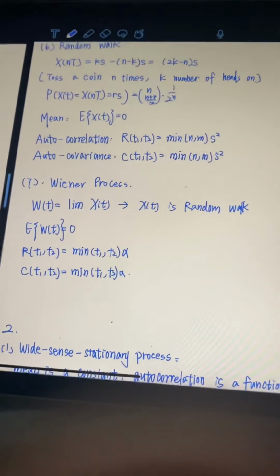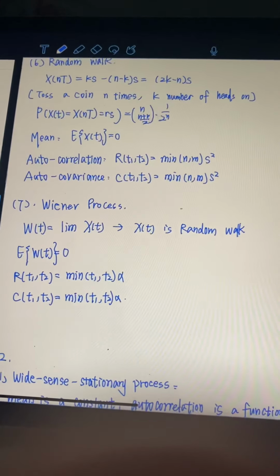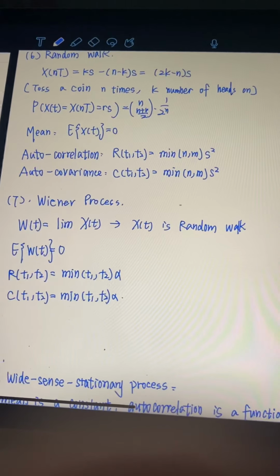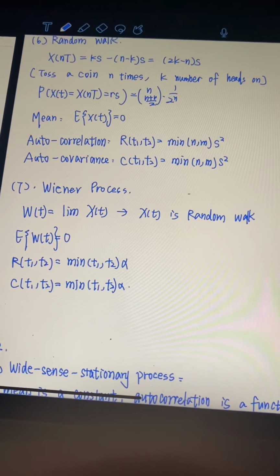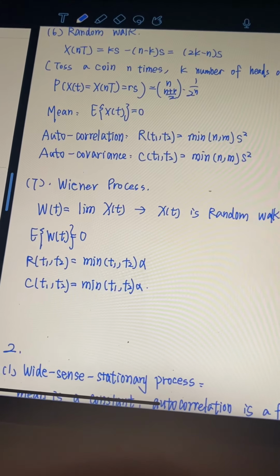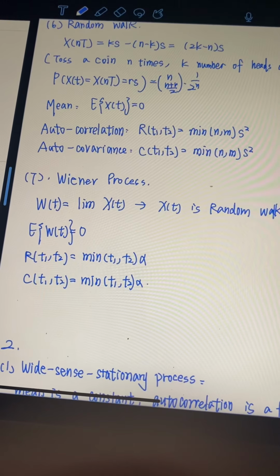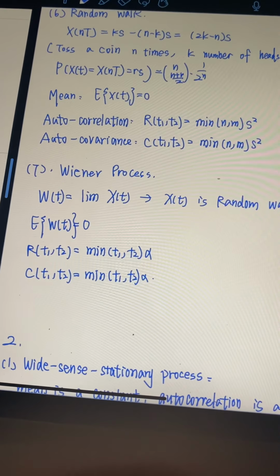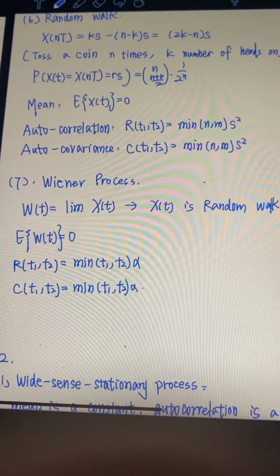And for the Wiener process, we already know that W(t) is equal to the limit of X(t) as t goes to infinity, where X(t) is a random walk, as we mentioned above. So the mean of W(t) is equal to 0, and R(t1, t2) is equal to C(t1, t2), equal to the minimum value of t1 and t2 times lambda.